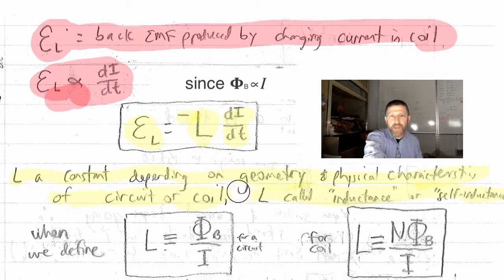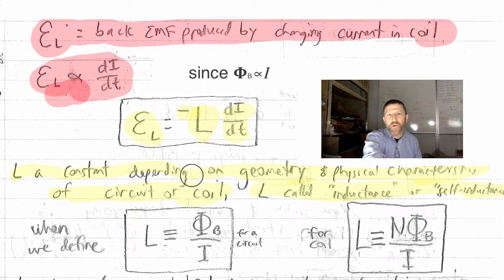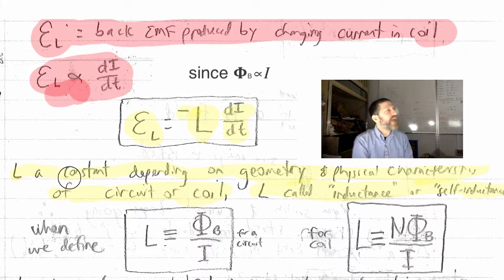And what does this remind you of? Something that depends on geometry and physical characteristics. Capacitance. And you'll see that it is a very awesome counterpart to capacitance. It also stores energy, but in a different way. And when you charge an inductor, it also has a time constant, as we will soon see.